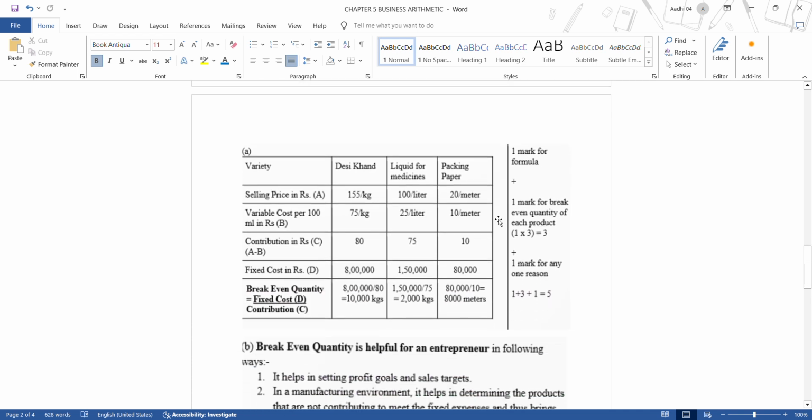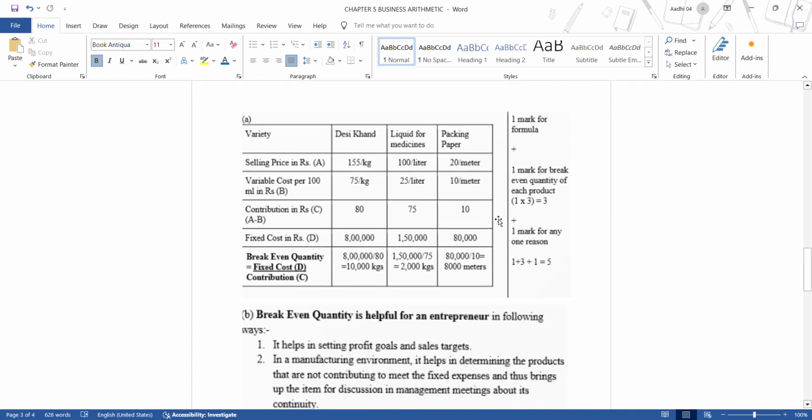Now moving on to the answer. First step is to find contribution. What is the formula to find contribution? Selling price minus variable cost. Once you find selling price minus variable cost for each and every variant, you can move on to find break-even quantity. To find break-even quantity, the formula is fixed cost or fixed expenses divided by contribution. Now since fixed cost is different for each and every variant, you have to be careful to use the fixed cost of the same variant. Now you will be getting the answer.